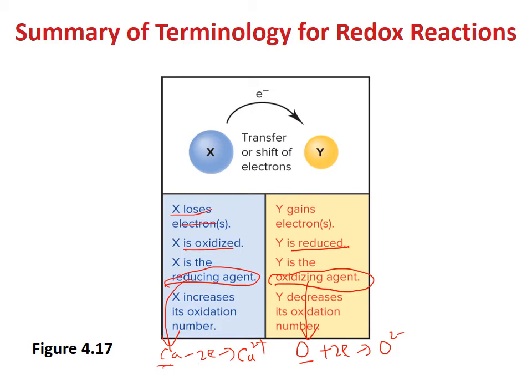Okay, now when the cation is oxidized to cation 2+, the oxidation number increases from 0 to +2. Okay, when oxygen is reduced, the oxidation number decreases from 0 to -2.